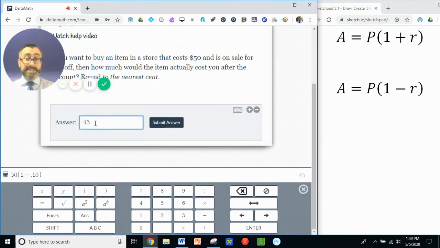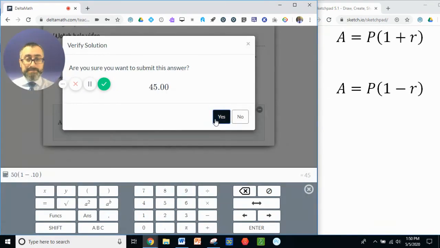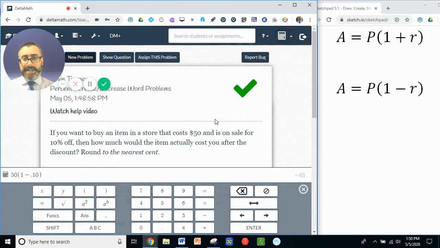45. Do I need to round to the nearest cent? Nope. I could write my answer so it looks a little bit more like money, 45.00. It still counts as correct. We could have also just written 45. All right, let's do one more word problem just to feel good.